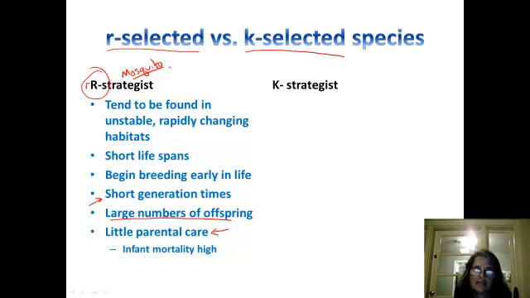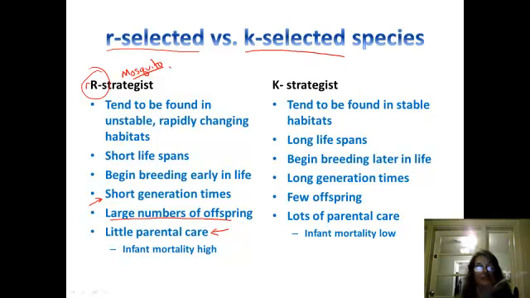Now, a K strategist is going to be kind of the exact opposite. These kinds of strategists will tend to be found in stable habitats where there's not a lot of rapid change. They can count on that environment being there for a long time. And they have to, because everything's going to take longer with a K strategist. My bad. K. That is the letter of the alphabet. So they will have long lifespans. They tend to be long-lived. They don't mature very quickly. They breed later in life.